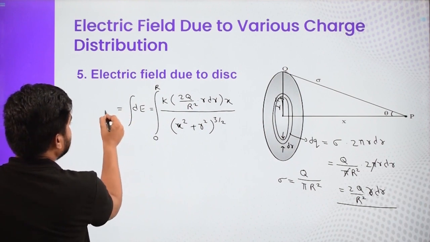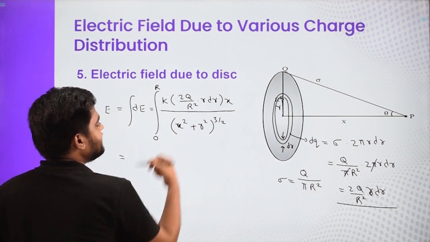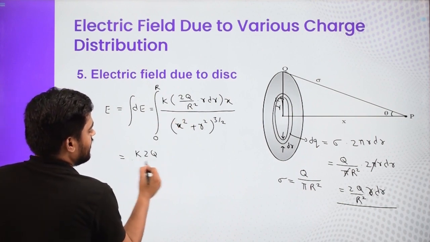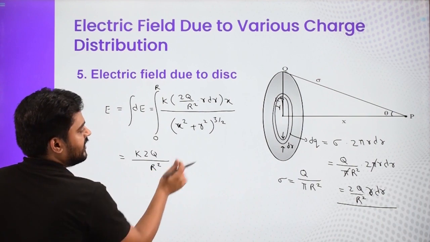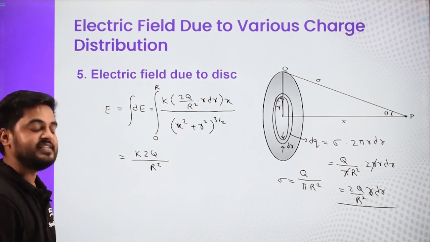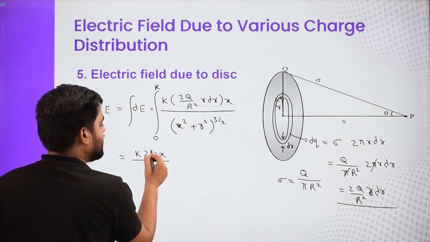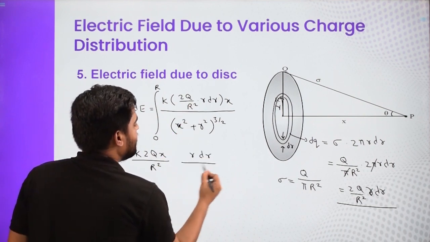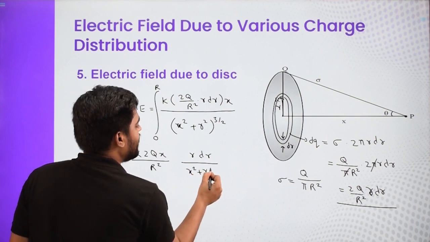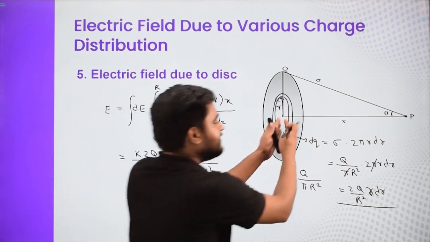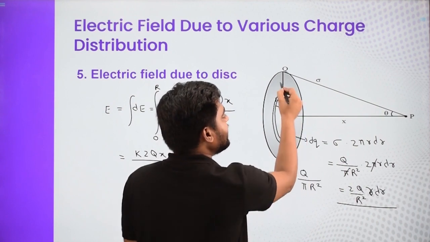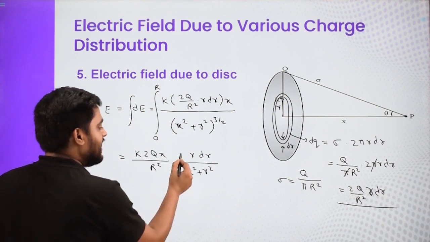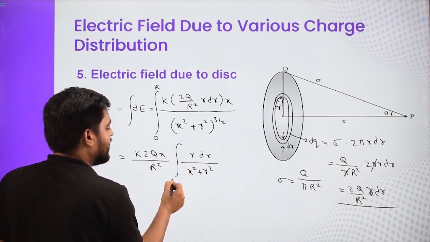Now let us integrate. k is a constant which will come out, 2q is a constant, capital R square is a constant, and here our small r is a variable. This x is also constant, so it will come out, and this is r dr divided by x square plus r square. Remember, this x is not a variable. x is this distance, whether you take this ring or a bigger ring, this distance is always x, so this x is a constant. And now the integration of that is from 0 to R.